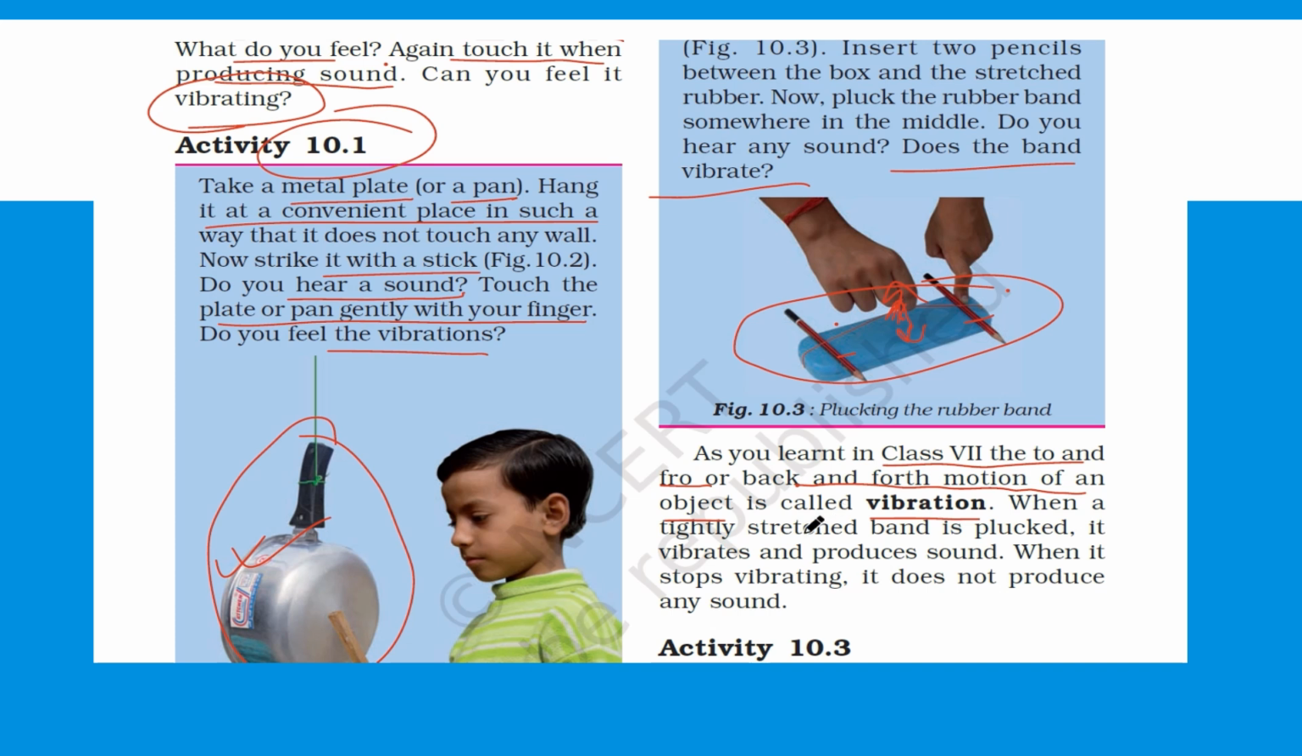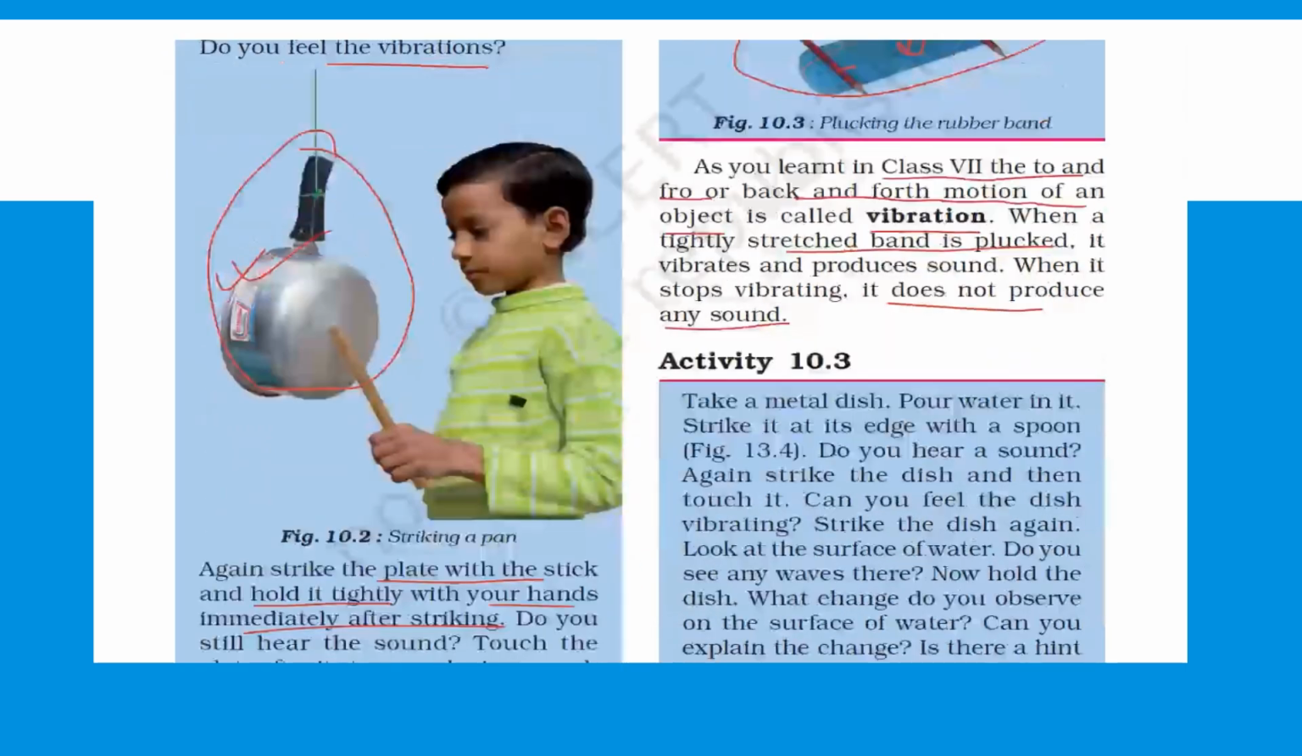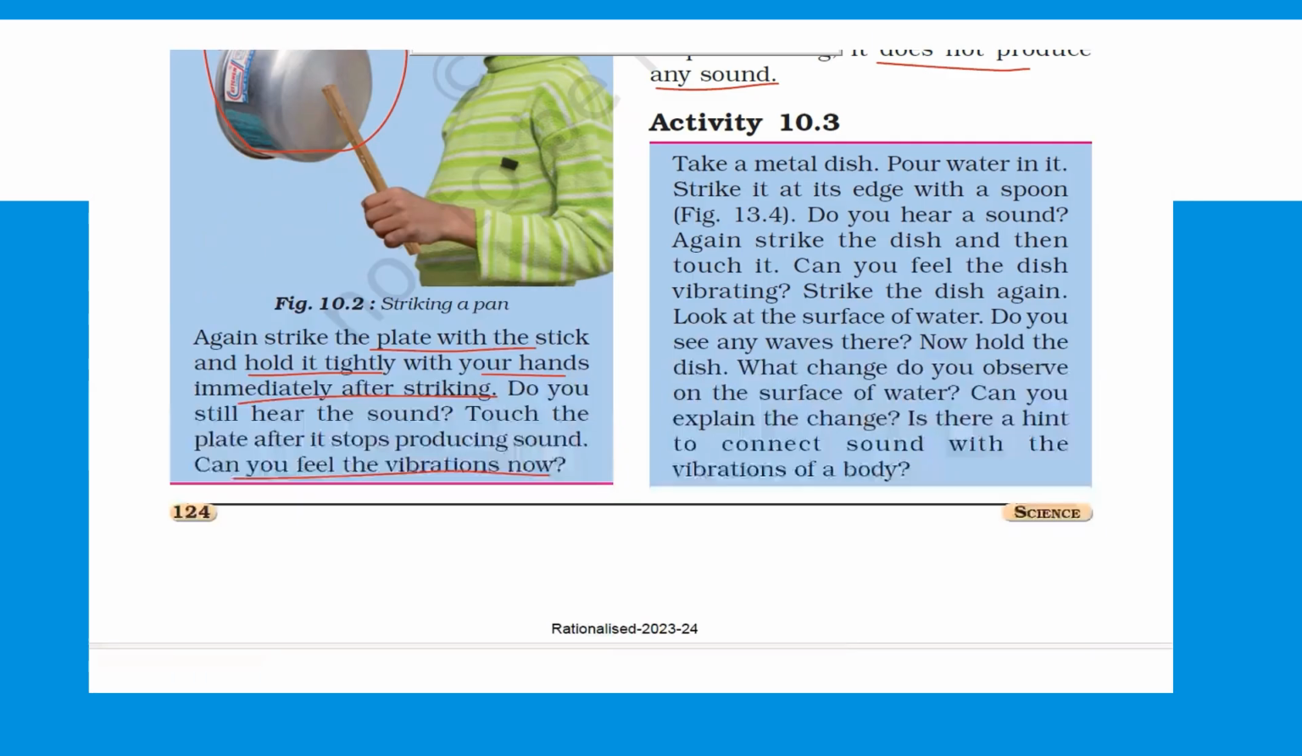When the tightly stretched band is plucked, it vibrates and produces sound. When it stops vibrating, it does not produce any sound. So this is the main thing: when it is vibrating, it is producing sound, and when it has stopped vibrating, it does not. So vibration is the main cause of sound production. This is clear to all of us now. Now there is another activity, 10.3. Let us move on to that.